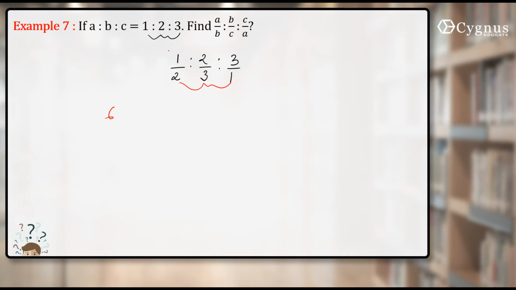Now, what's the LCM of 2, 3, and 1? It's 6. So, let's multiply all the three numbers by 6 here. When you multiply all the three numbers by 6, what do you get here? 6 into half is 3. 6 into 2 by 3 is 4, and 6 into 3 will give you 18. So then this answer A by B, B by C, and C by A will become 3 is to 4 is to 18. Let's look at one more application.